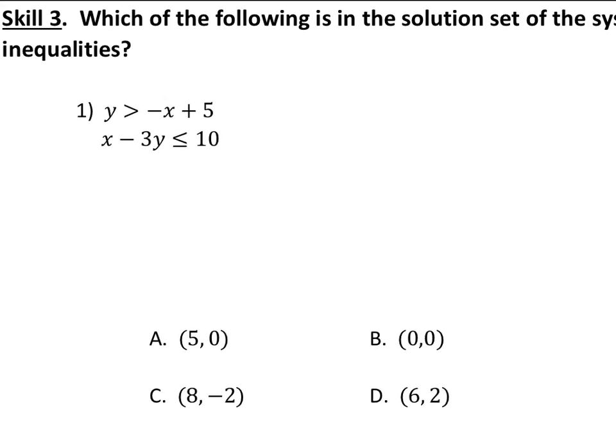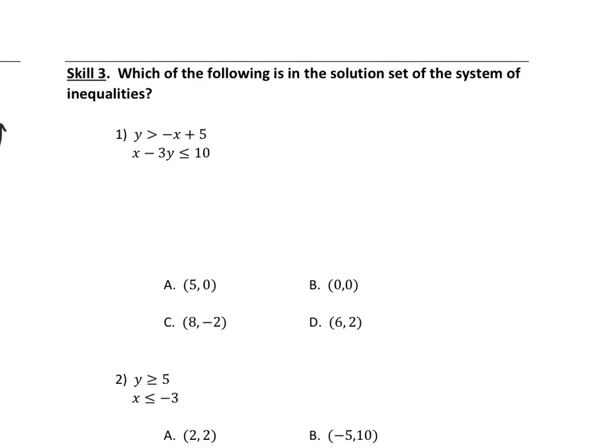It says, which of the following is in the solution set of the system of inequalities? When I'm asking you for something that is in the solution set, what am I asking you for? In the shaded region. In what kind of shaded region? The double shaded region, because remember, systems are going to have 4 different regions, and we're looking for the double shade. That's where solutions exist for this.